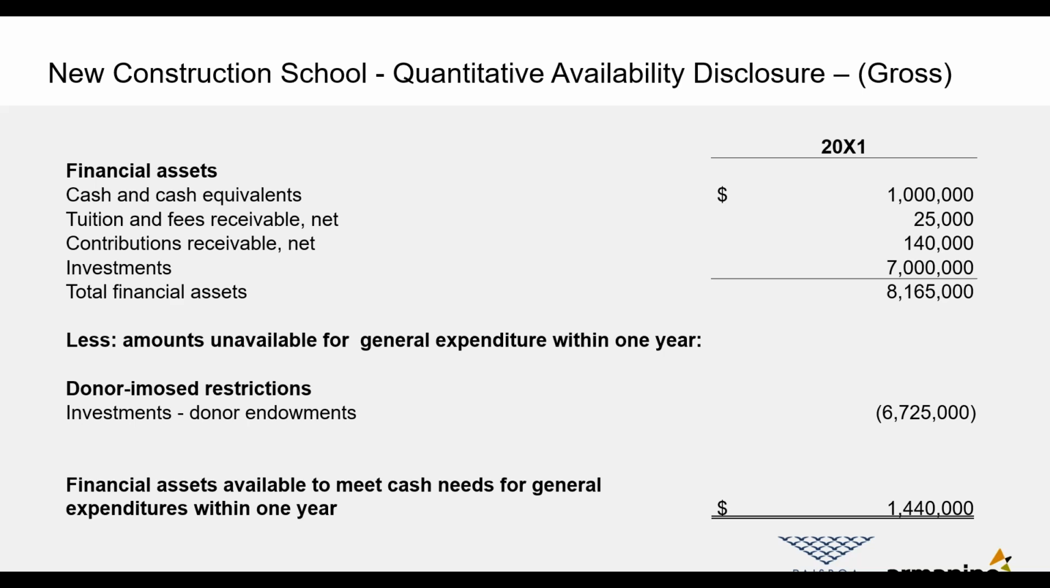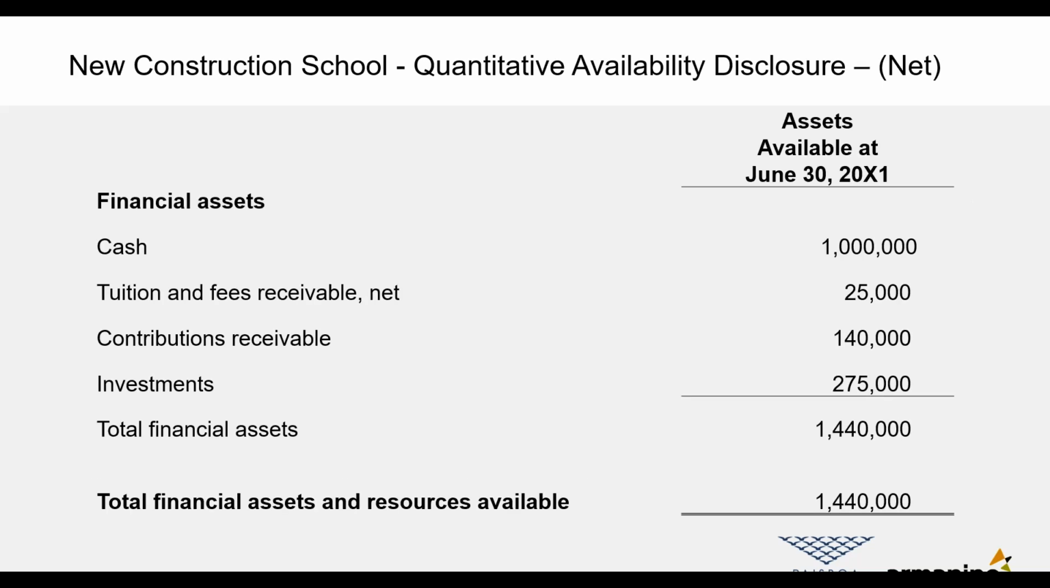And so again, here's your financial assets, and then we're going to back out. Here's our donor imposed investments. Here's our investments with our donor endowments that we're going to need to back out, that 6.7. Total investments here were 7. We back out the 6.7. That leaves us with our total financial assets available to meet our cash needs for general expenditure in 1 year of 1.4. This is that same disclosure, but on the net basis.